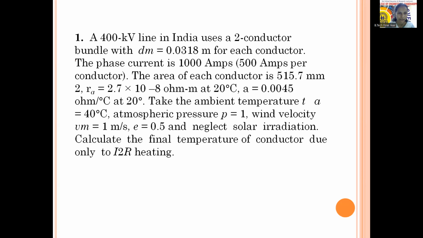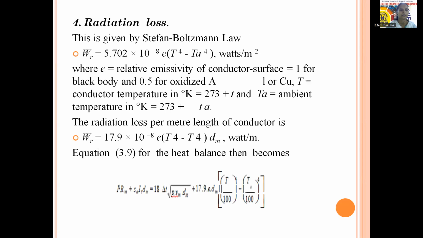Now radiation loss. This is given by the Stefan-Boltzmann law, which is given by WR equal to 5.702 into 10 raised to minus 8 E into T raised to 4 minus TA raised to 4, in watts per meter, where E is the relative emissivity of the conductor surface, which is one coefficient related to that loss.